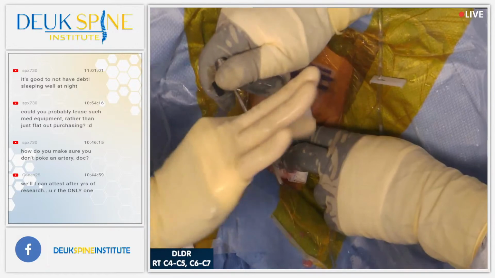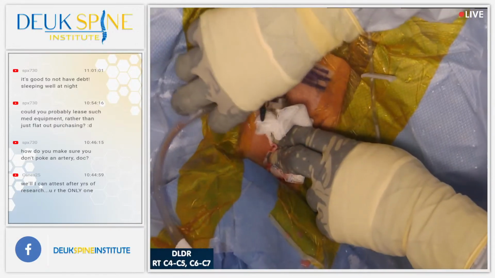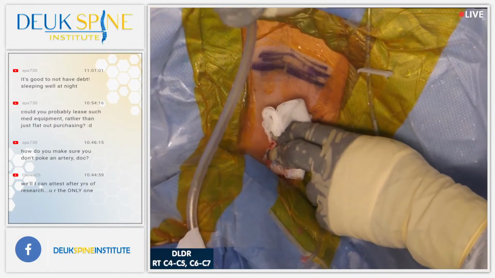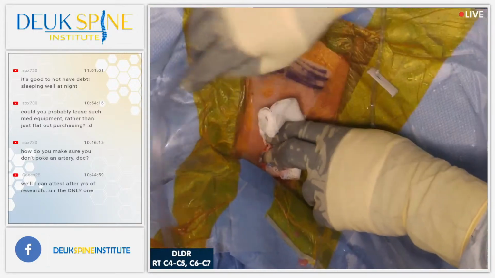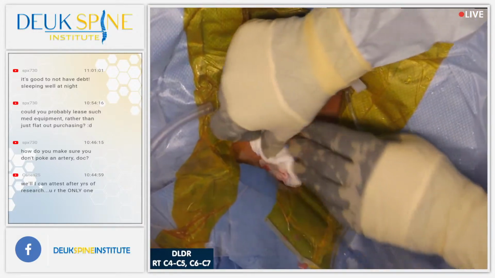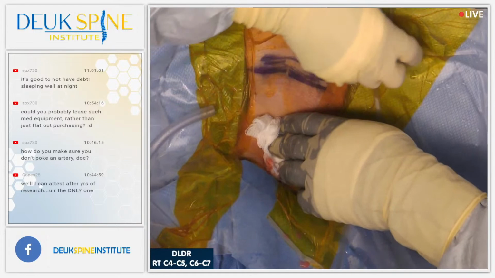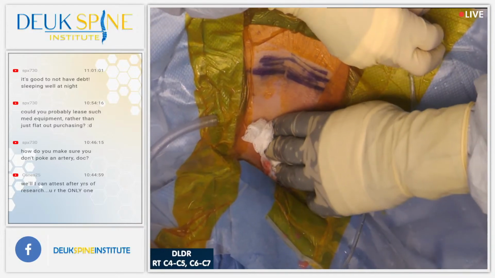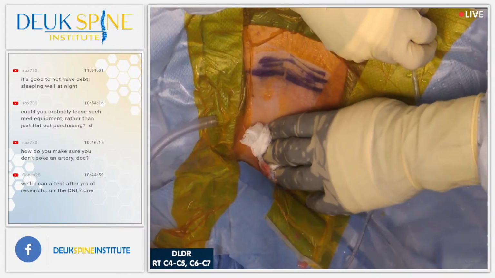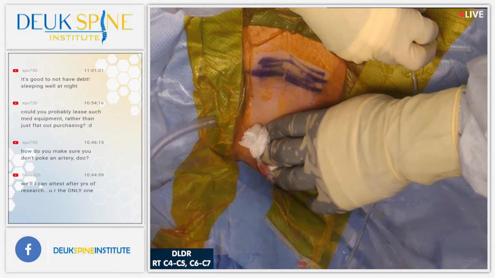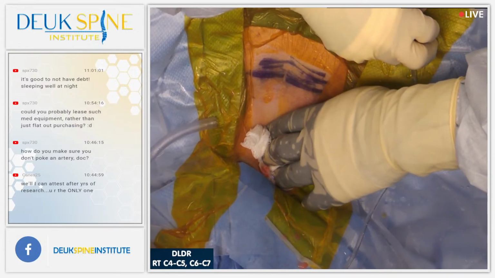I'm just removing our tube, and in just a moment I'll show you the incisions that we made on his neck. Now, because we're doing 2 separate discs that are separated by a disc in between them, we didn't do 1 incision, we did 2. But you'll see in just a moment that that incision is tiny, 4 millimeter.